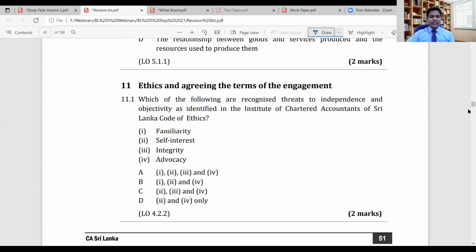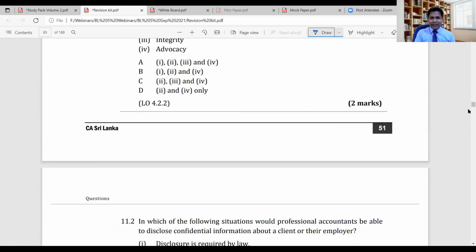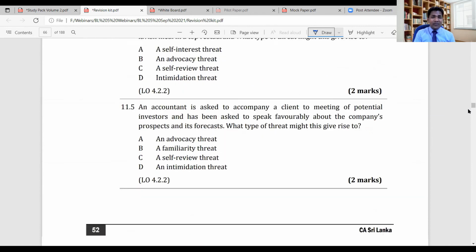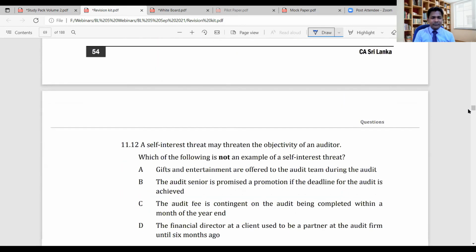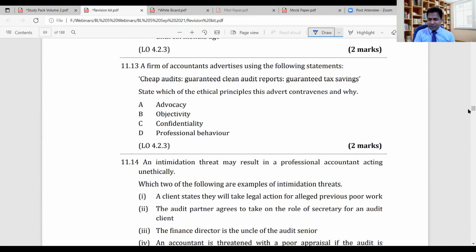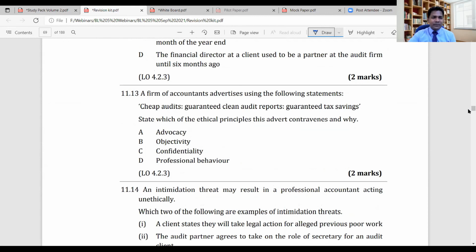Right, starting from 11. So 11 is ethics and agreeing the terms of the engagement. This is your chapter, and there are so many questions you can practice, with answers also there. But my first question, I'm taking 11.13. 11.13, my first question to discuss. Right, so I have taken this one from the revision kit just to show you. Now, whenever you are writing the questions, I have told you three steps to be followed. Number 1 is what? You have to read the question 3 times, that I have trained you all. The second one is the elimination theory. What is meant by elimination theory? You have to identify the wrong answers first, not the correct answer.